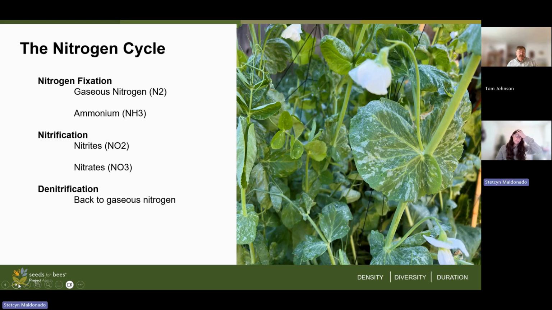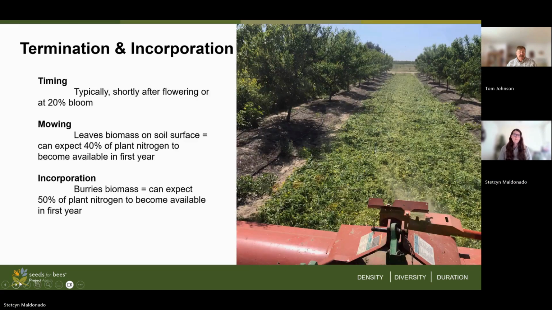And some can produce it themselves by breaking down ammonia. It's a very complex process, and we're not going to delve into it here. But ultimately, nitrogen does return back to its gaseous form through denitrification, and it's returned to the atmosphere. So I'll toss it over to Tom for termination and incorporation of the cover crop.